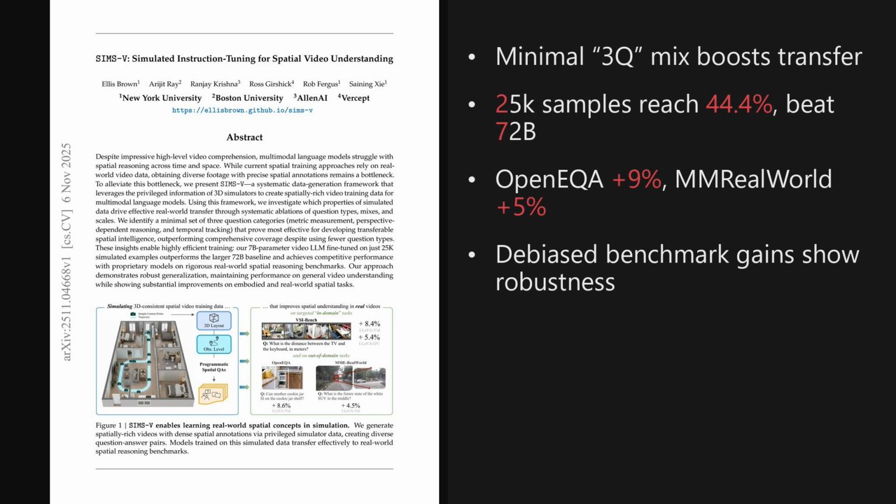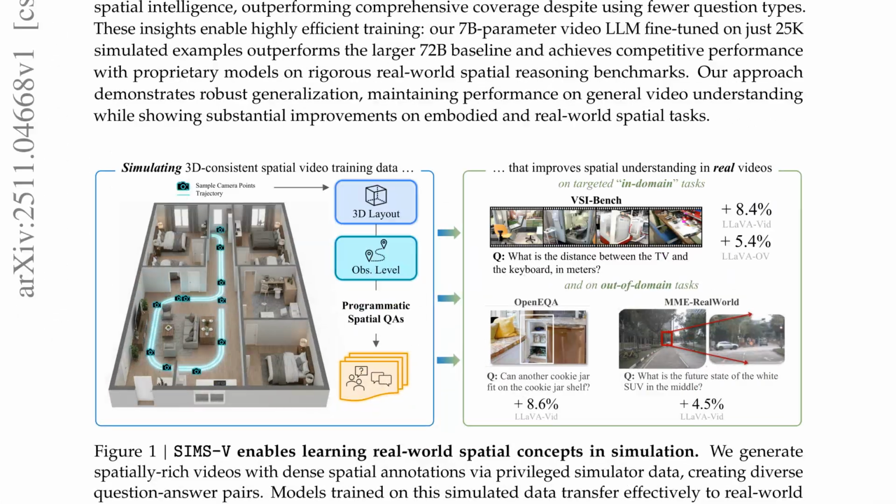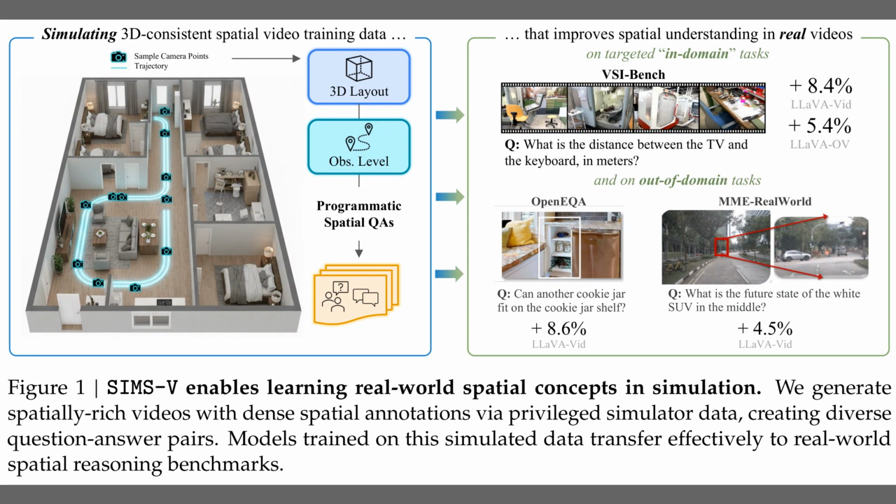The paper is titled SIMS 5, Simulated Instruction Tuning for Spatial Video Understanding, and the implications for sim to real training are quite significant. Alright, the introduction set the stakes. Figure 1 presents the core idea and the headline effects. The left side shows a simulator-driven pipeline that renders 3D layouts, logs observation-level metadata, traces camera trajectories, and programs spatial question-answer pairs. On the right, the benchmark panels report sizable gains, with LLAVA video up about 8% in domain and about 5% for One Vision, plus boosts on OpenEQA and MME Real World.